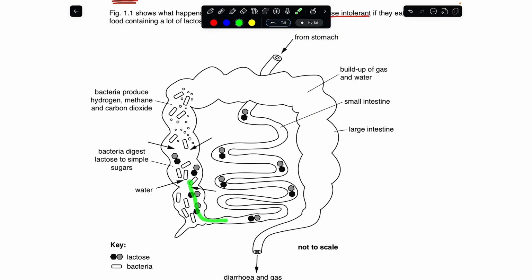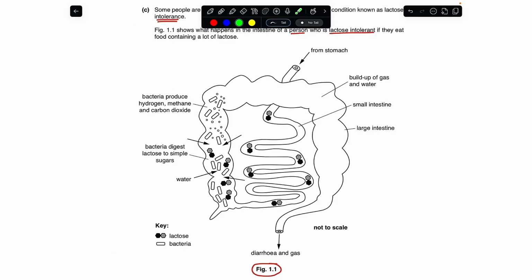So now this has come into the large intestine. In the large intestine, we have the bacteria, and these bacteria would break down the lactose into the simple sugars. And once the simple sugars are made, the bacteria would use them and produce hydrogen gas, methane gas, and carbon dioxide gas out of it. As a result, these persons would build up a lot of water and gas in their large intestine, and they would suffer from diarrhea and a lot of gas passing out of their alimentary canal.